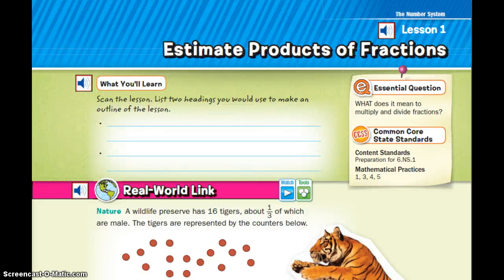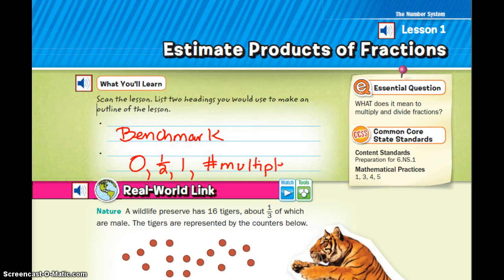Turn to Chapter 4, Lesson 1, Estimating Products of Fractions. Please turn to page 257. So when we talk about estimations, again, in this case we're talking about fractions. We're going to use the word benchmark, which means we're going to get comparable numbers. In this case, our comparable numbers are 0, 1/2, 1, and then whole multiples of our number. So we're looking for whole multiples.